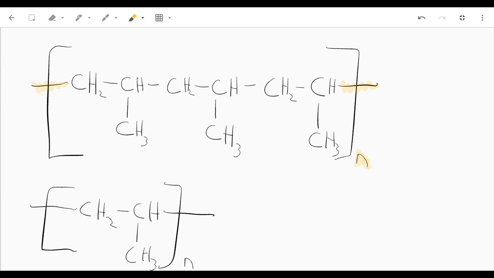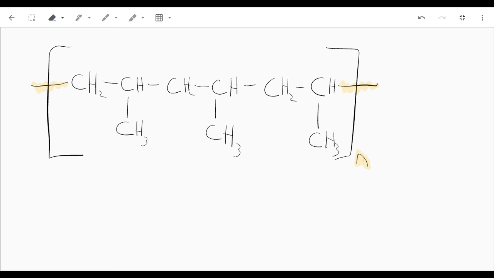Okay, so how do we figure out what this chemical is called? All polymers are named based off of their subunit. So first thing we have to do is identify what is the monomer that goes with this polymer. And what you want to look for in that is repetition.